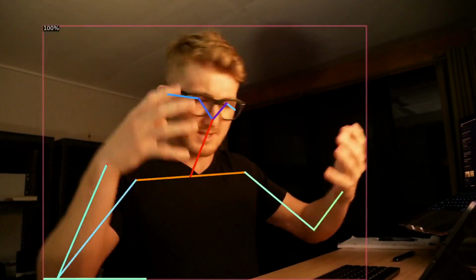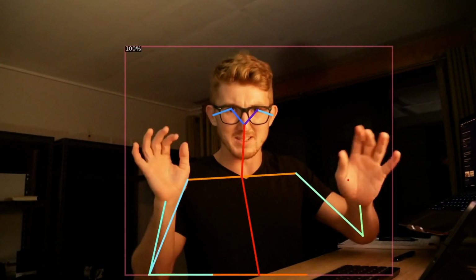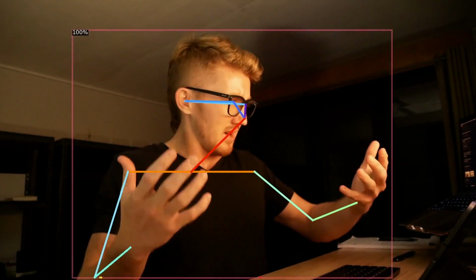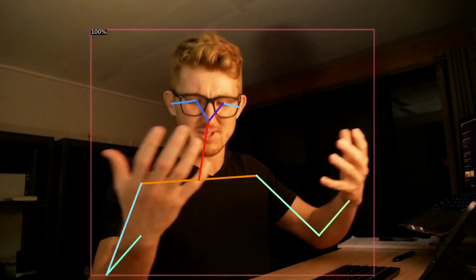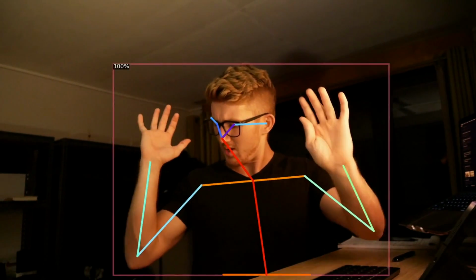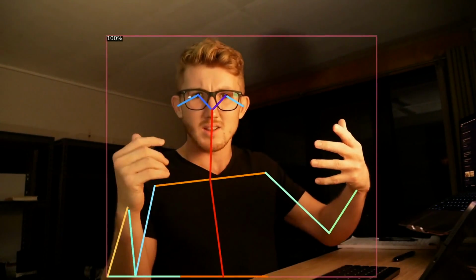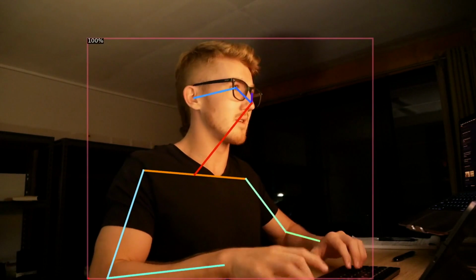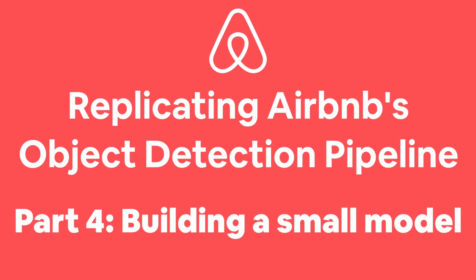Welcome back to part 4 of replicating Airbnb's amenity detection. In this video, we're going to try and build a small model using Detectron2, am I right? Let's see how we go. Let the record show, I'm stuck.